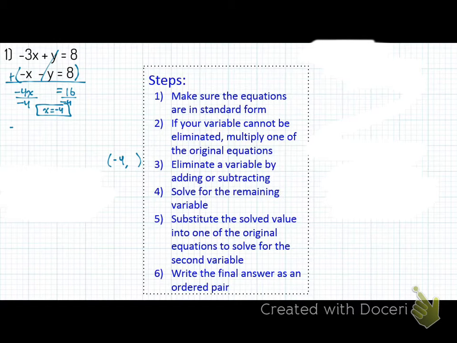So we got negative x, and instead of x, I'm going to put in negative 4. So we got negative 4 minus y is equal to 8. Okay, negative negative 4 is positive 4, minus y is equal to 8. Subtract 4 on both sides, so you got negative y is equal to 4. Divide both sides by negative 1, so y is equal to negative 4. So your answer is going to be y is equal to negative 4. You put that right here, and there's your answer.